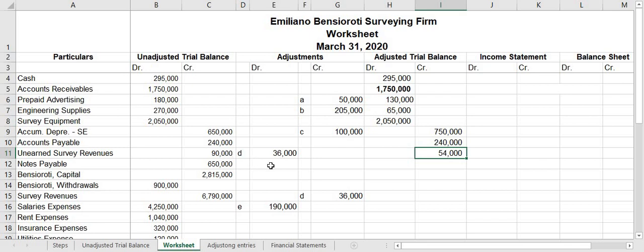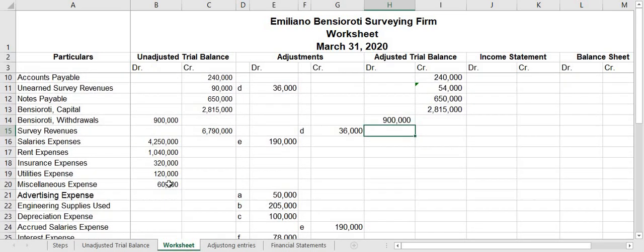Next is of course for the notes payable. As you can see, walang adjustment si notes payable, kaya copy mo lang. Also, your capital, in this case, wala siyang adjustment. Kaya, copy mo lang din si capital. Again, capital has a normal credit balance. Kaya, sa ating adjusted trial balance, dapat naka-credit din siya. Ayan. Of course, for your withdrawal, again, your withdrawal has a normal debit balance. And since wala siyang adjustment, kaya, copy mo lang din si withdrawal.